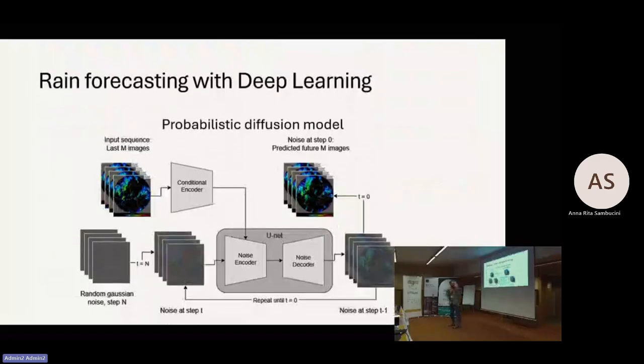These predictions have been done using a probabilistic diffusion model, a deep learning model that receives as an input a sequence of the last 1 hour of images and starts with a sequence of images with random Gaussian noise, and the model iteratively subtracts noise from the image until we get a clear image. And this is the output, the forecast for the following hour.